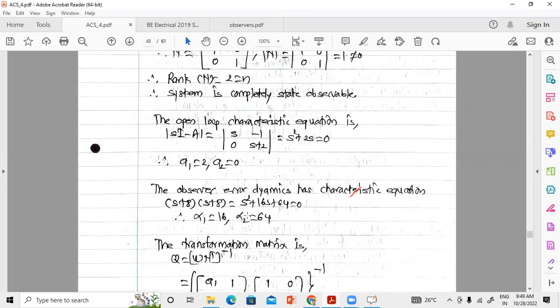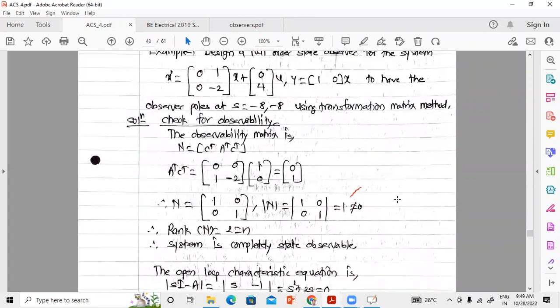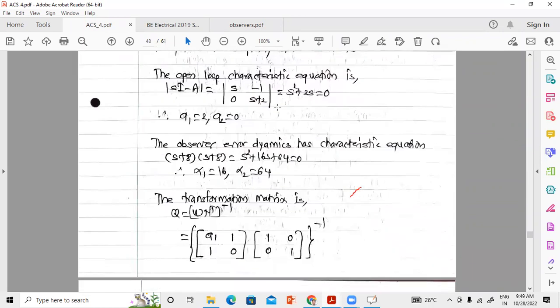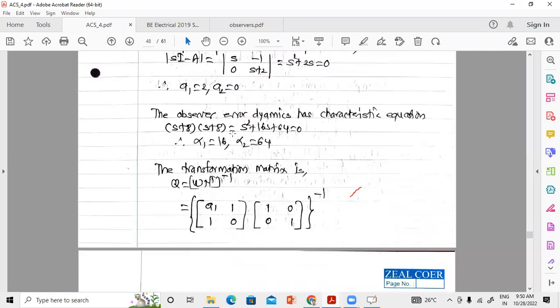Observer error dynamics has a characteristic equation. Now closed loop eigenvalues minus 8 and minus 8 are given. So it will be (s plus 8)(s plus 8) is equal to s square plus 16s plus 64 is equal to 0. So we have alpha 1 is equal to 16 and alpha 2 is equal to 64.